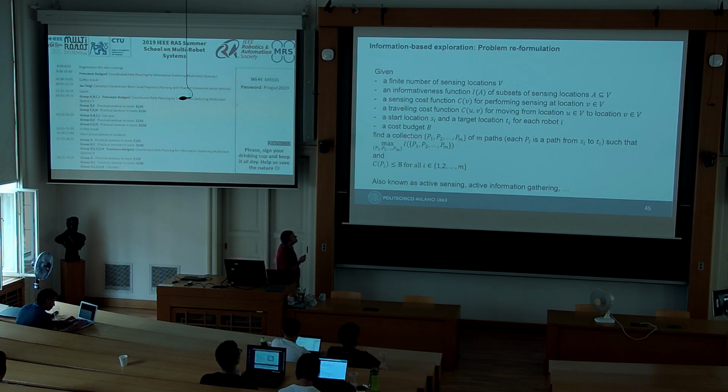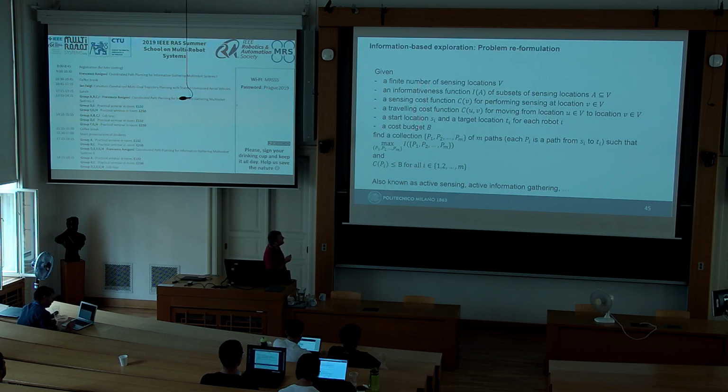We also usually assume that we have a start location and a target location for each robot, and for each robot we have a cost budget. Okay, this is, as usual in this lecture, one of the possible formulations, so you can find in the literature several different variants of this basic formulation.